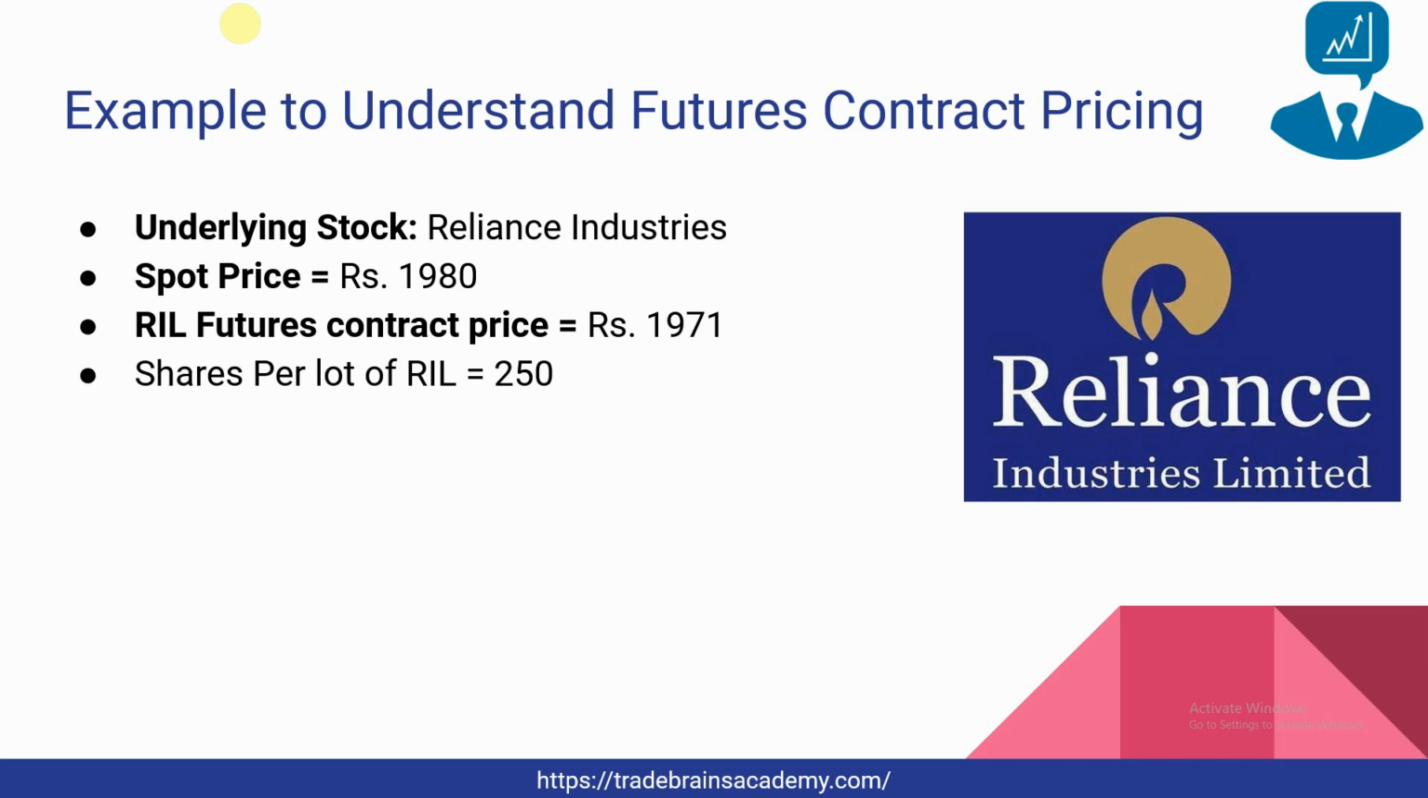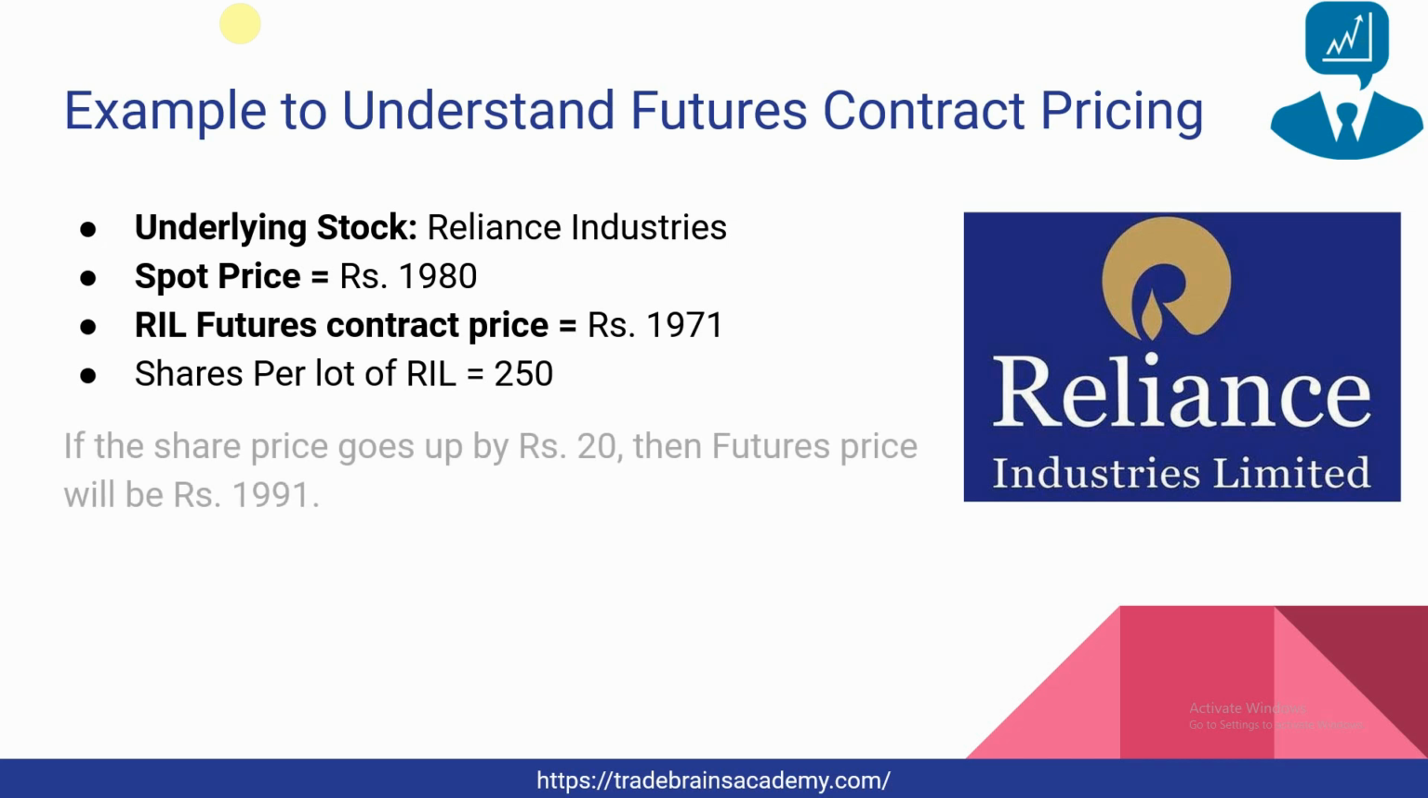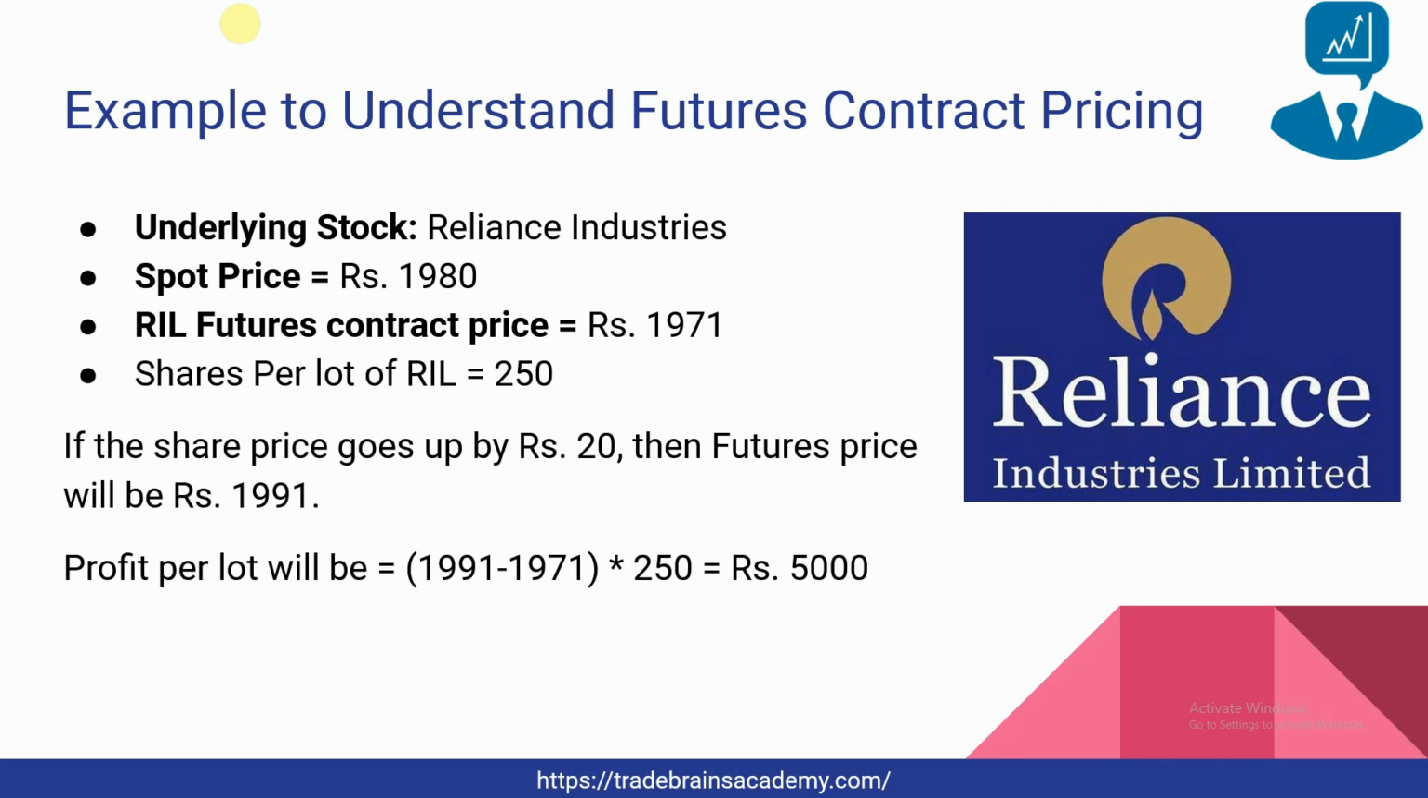So as and when you buy one lot of a futures contract of Reliance Industries, you are trading equal to 250 shares of Reliance Industries. So if the share price of Reliance Industries, say, goes up by 20 to 2000 rupees, then the futures price will also go up by 20 to 1991. Then the profit in that case will be 1991, that is the exit price, minus the entry price, into the number of shares, which is rupees 5000. That is the amount of money you make if the share price of Reliance Industries goes up by 20 rupees. This is a basic calculation for understanding the futures contract.